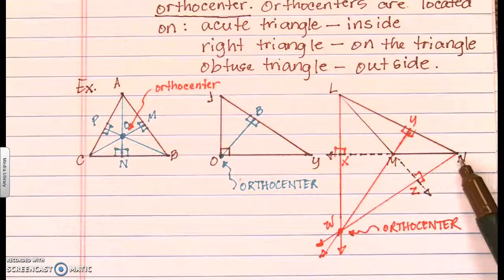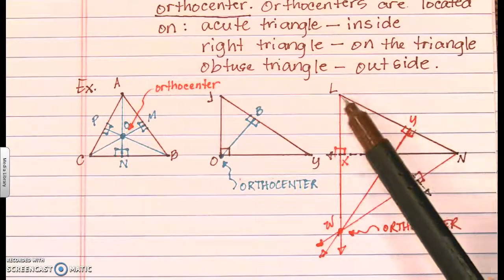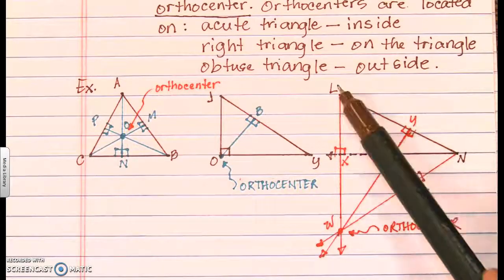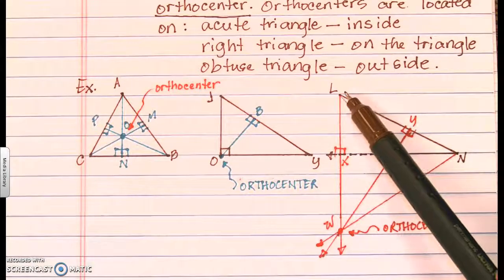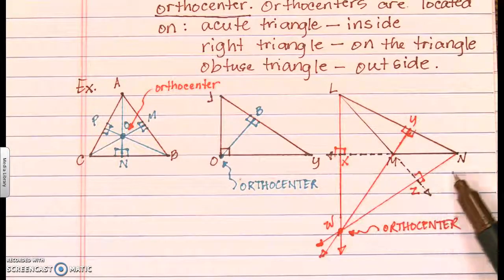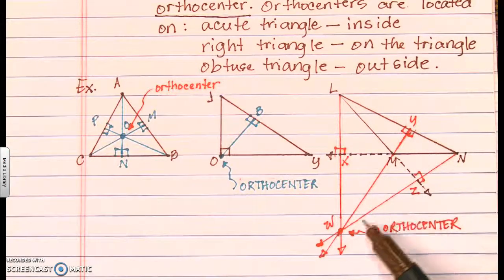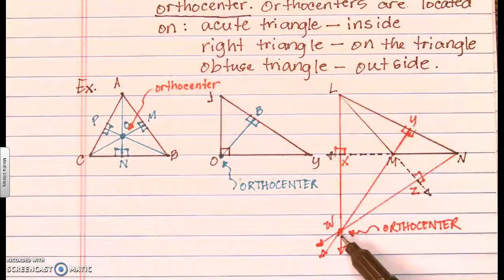And then ray NZ is perpendicular to the line that contains line segment LM. And if I extend this, they are concurrent at point W. And so because they're concurrent at point W, that is my orthocenter. And once again, my orthocenter in an obtuse triangle is found outside the triangle.